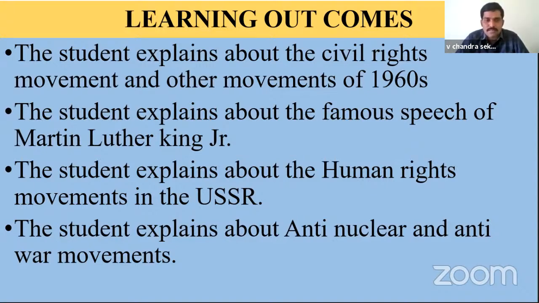The third one, the student explains about the human rights movements in the USSR. What are the reasons, and why did the human rights movements happen in the USSR? Like that, the student can explain each and every point of human rights movements of the USSR. And the fourth one is the student explains about anti-nuclear and anti-war movements. Why did the movements start against nuclear weapons and war? Why did the people protest against these nuclear weapons and wars? So these are the learning outcomes of today's class. I think by listening to our class, every student can explain these learning outcomes.